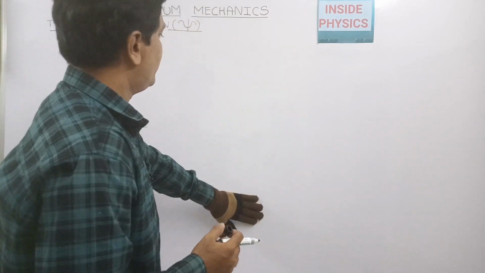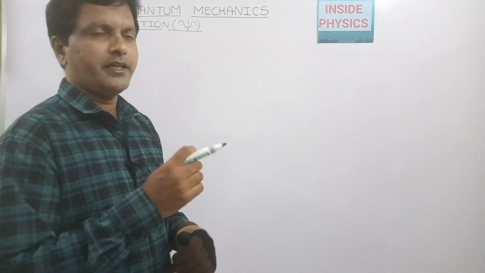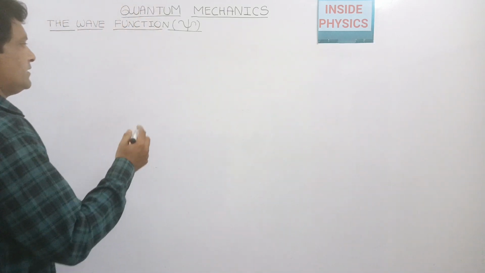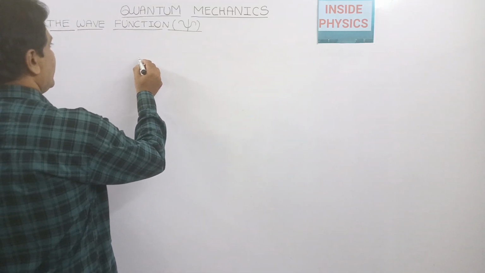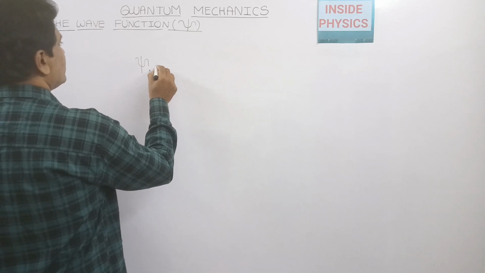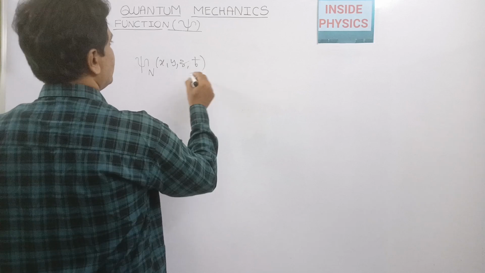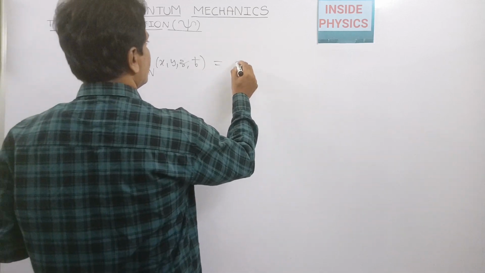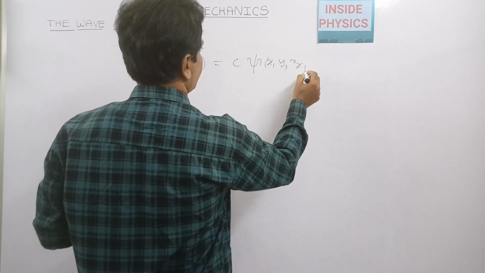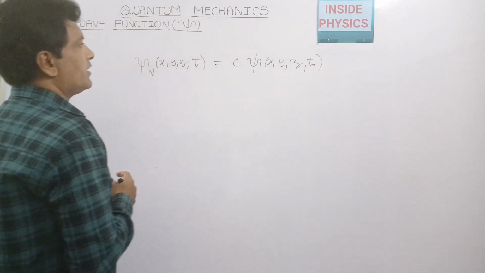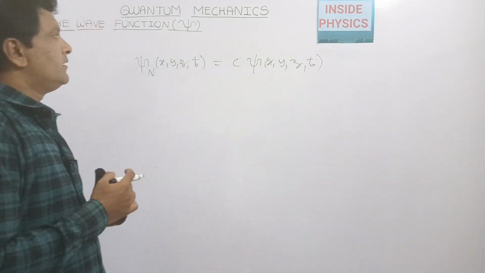When we say normalization, that means the probability of finding a particle in the entire space is equal to 1. So here we can write psi n of x, y, z, comma t, is equal to c psi of x, y, z. Here we have included the coordinate time also, space coordinates x, y, z and t.